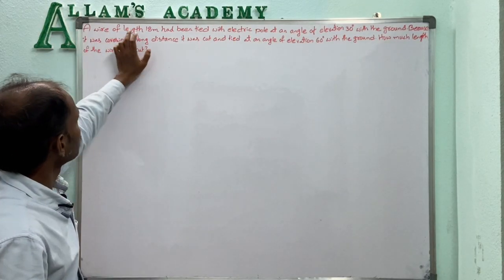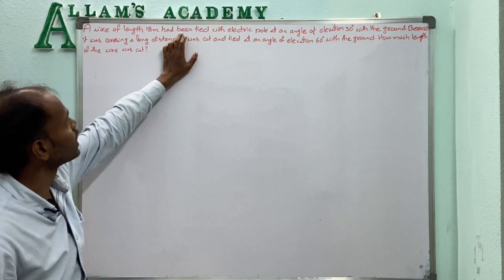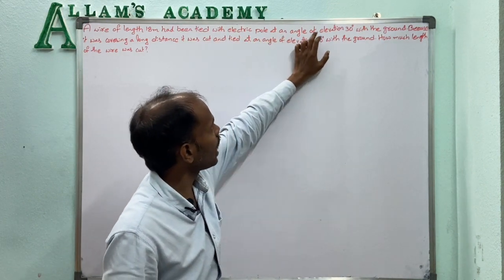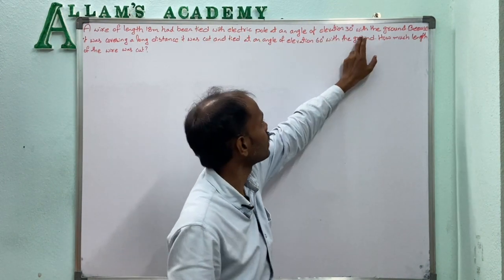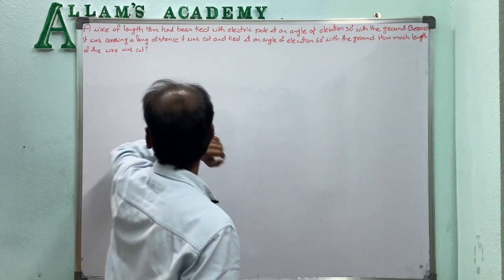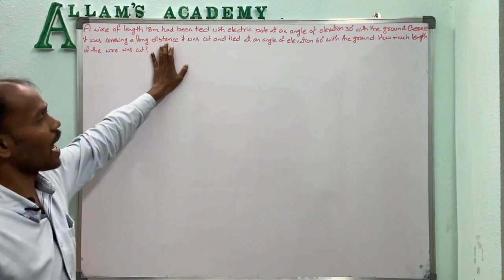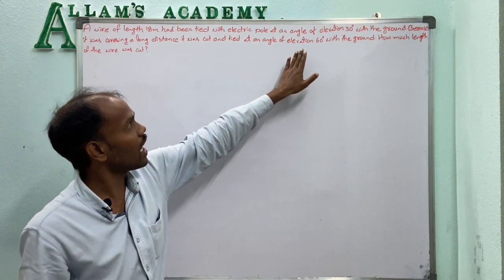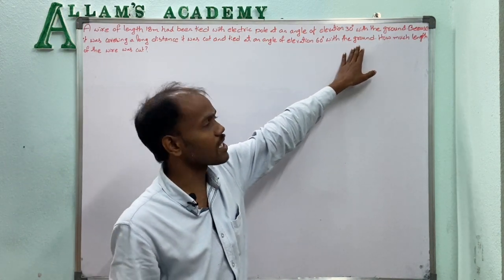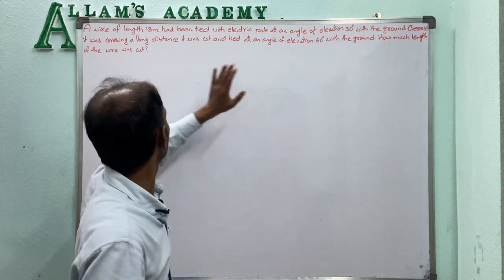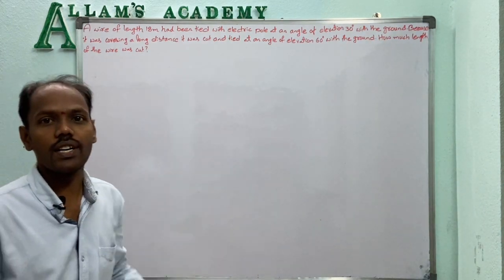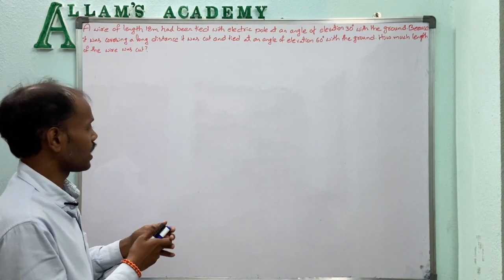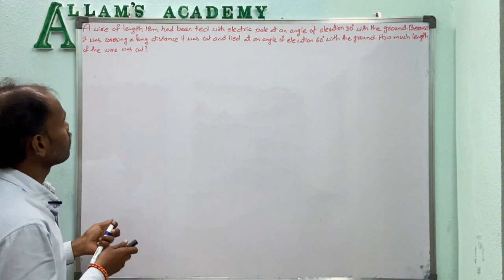A wire of length 18 meters had been tied to an electric pole at an angle of elevation of 30 degrees with the ground. Because it was covering a long distance, it was cut and tied at an angle of elevation of 60 degrees with the ground. How much length of the wire was cut? Now we draw the diagram for the given information. An electric pole is there.